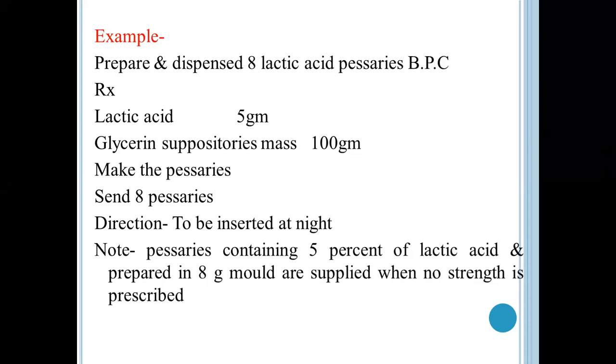Melt. Will it melt or not? Yes, ma'am. Okay, so it will melt at the particular melting point when we boil the water at its boiling point. It produces heat to this suppositories mass and it gets melted. Then remove the 5 gram of base with the metal spoon or the spatula. Add the 5 gram of lactic acid.